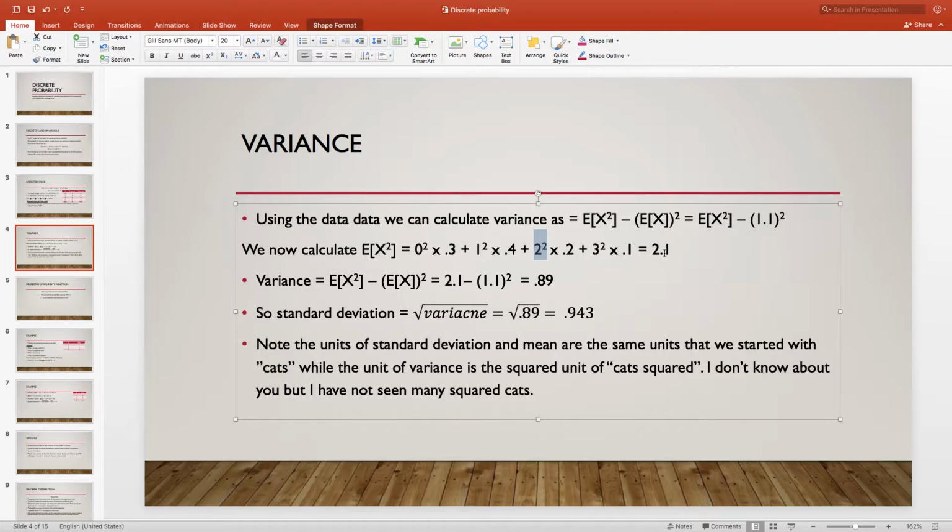I can use that to calculate variance. Variance is E of x squared minus the average squared. That's 2.1 minus 1.1 squared, and that's 0.89.